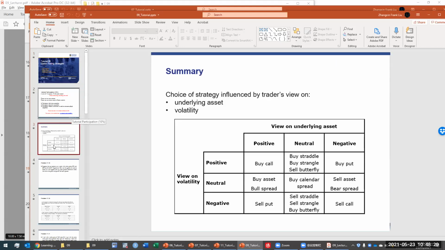So this diagram over here tells you why this is important, right? Because it allows you to express your view in a different dimension. Previously, prior to this unit, it does not matter what you do, we were pretty much just dealing with: are you positive about the asset movement, which means do you think the price is going to go up?